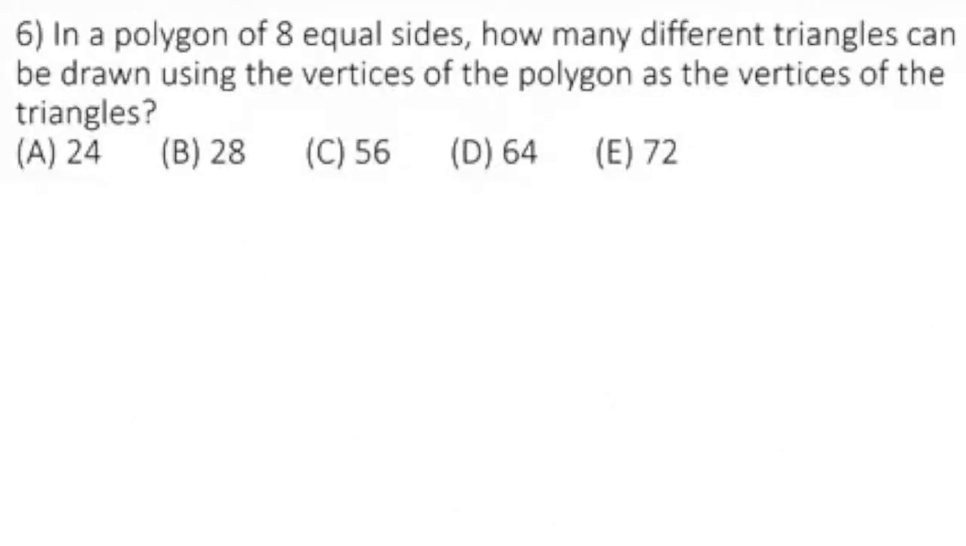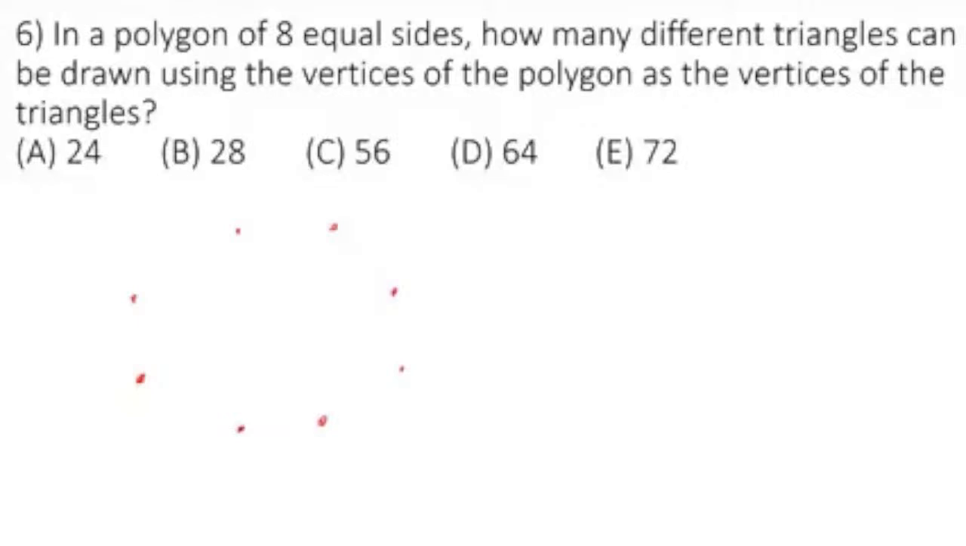A polygon of 8 equal sides is there. How many different triangles can be drawn by using the vertices of the polygon as the vertices of the triangle? The polygon has 8 sides, so I have 8 points. From the 8 points I need to select any 3 points to get a triangle.